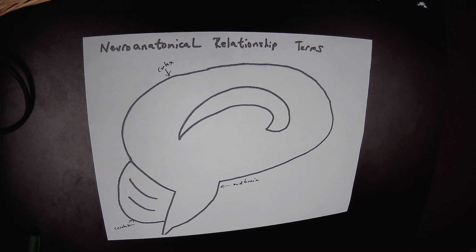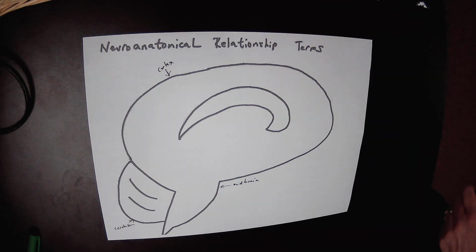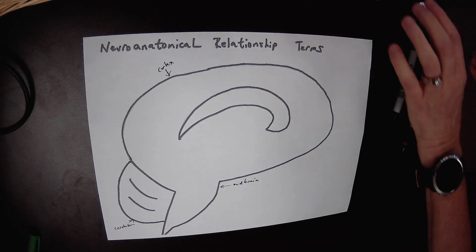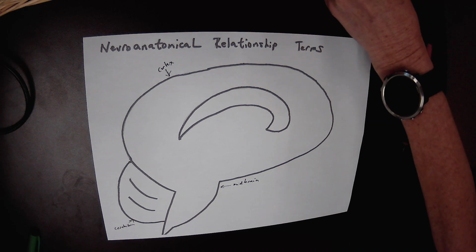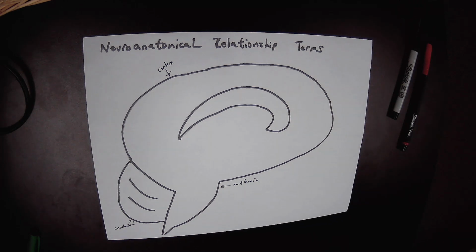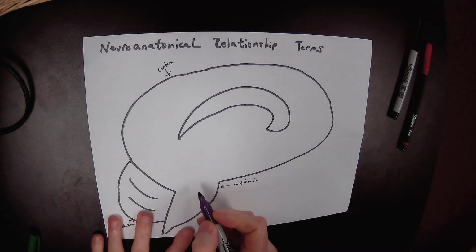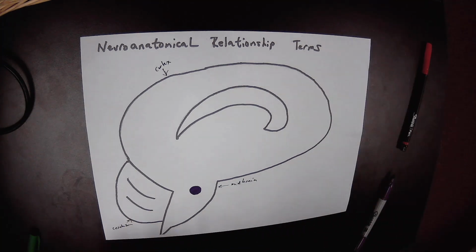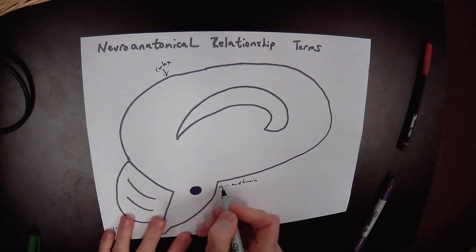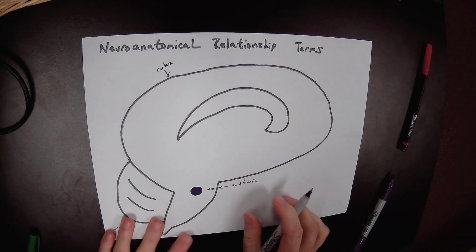As far as neuroanatomical relationships in the brain are concerned, they change after the midbrain. Let me see if I can find a color. I'm going to put the changing point here at the midbrain. There's a spot just in the middle of the midbrain where these terms are going to change names.